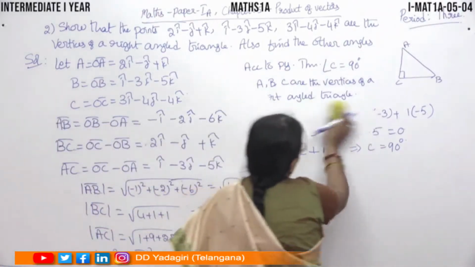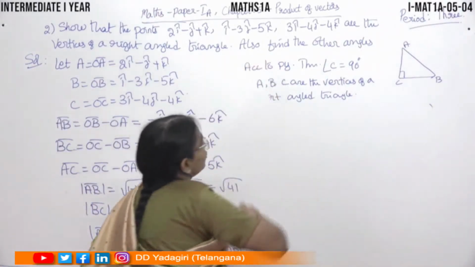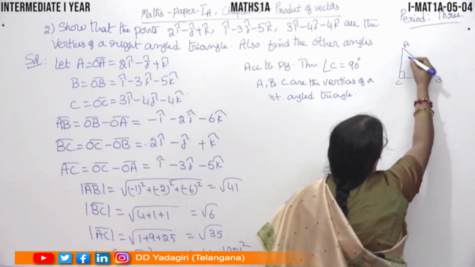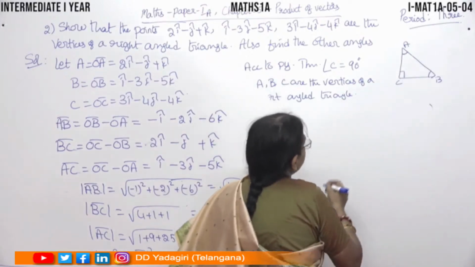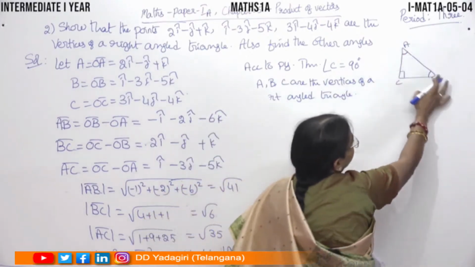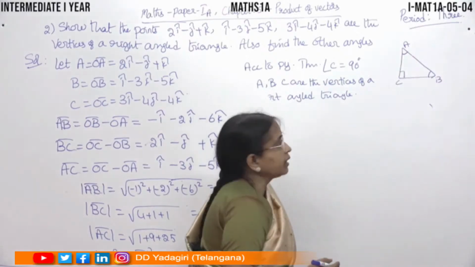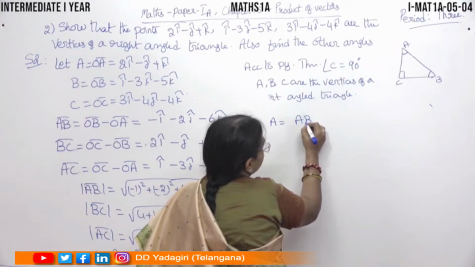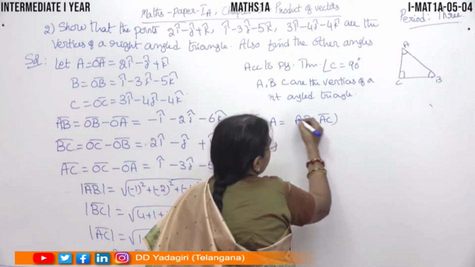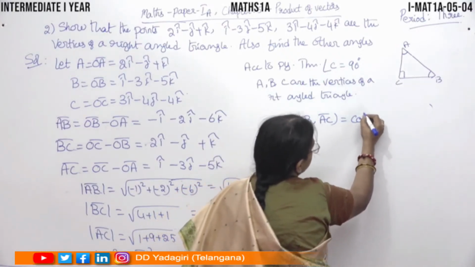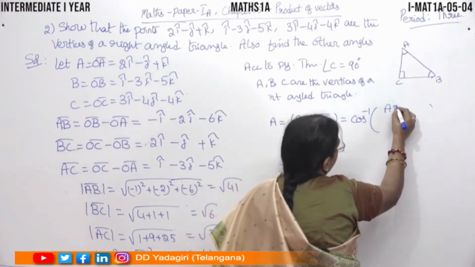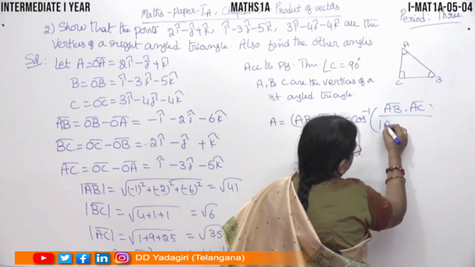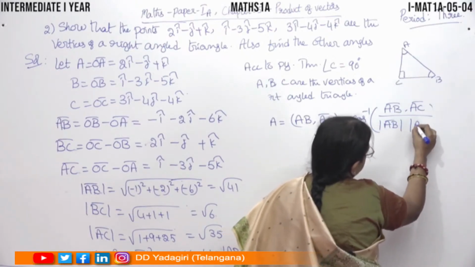Okay, so now the right angle triangle part is over. Now we must find the other angles. What are the other angles? Angles B and angle A. Now how to find the angle A? A is the angle between AB and AC. So according to the formula, it is cos inverse of AB dot AC by mod AB into mod AC.